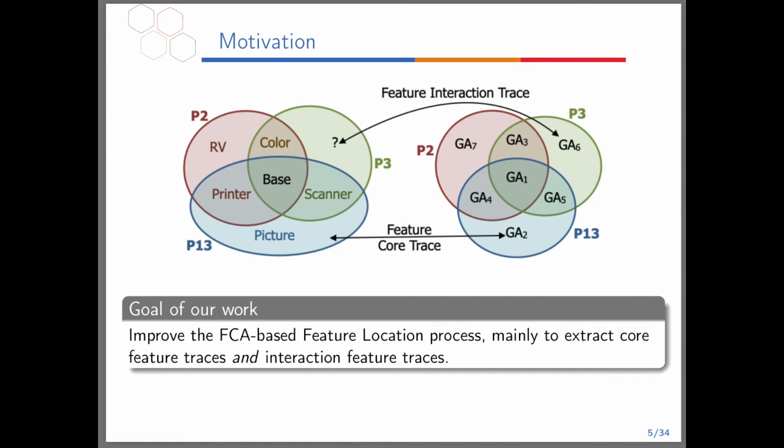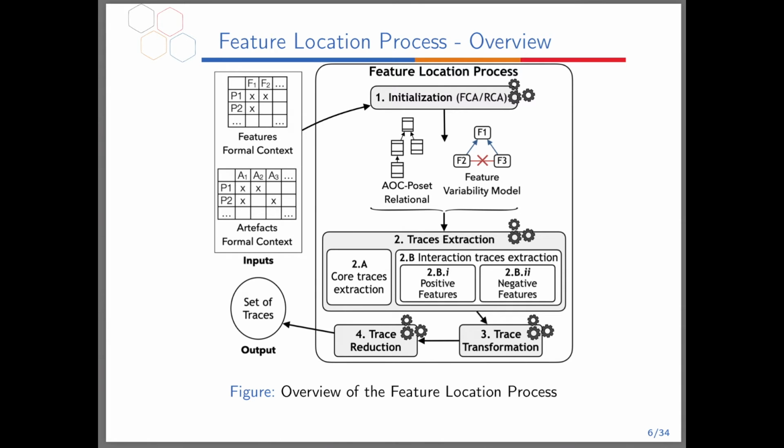Therefore, to conduct the feature location, we have to consider the features and their interaction, which are not explicitly declared in the first place. Thus, our goal in this work is to complete the feature location with FCA-based technique to extract the trace of the feature interaction and of the regular feature trace that we call here the feature core. To do so, we have designed a feature location process that has for input two formal contexts, one for the feature inside each product and one for the artifact inside of each product.